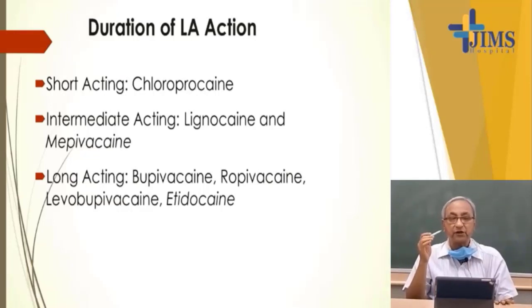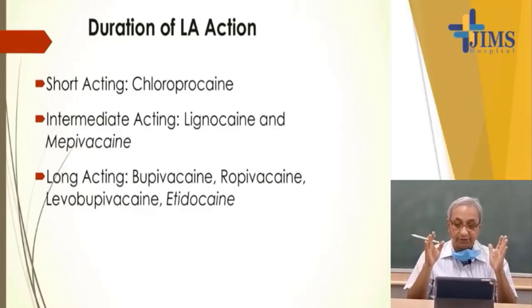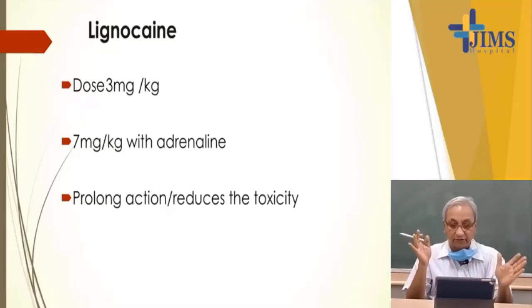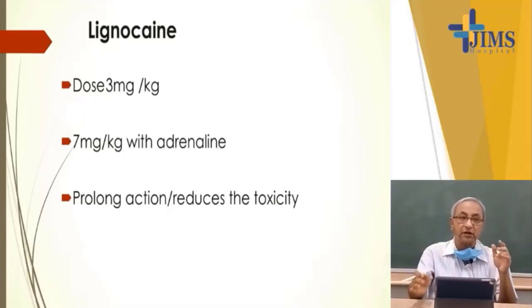What are the durations of the local anesthetic agents we use? The shortest acting is chloroprocaine. Intermediate acting is lignocaine or mepivacaine, and long acting is bupivacaine, ropivacaine, levobupivacaine or etidocaine. Lignocaine, the dose is 3 mg per kg body weight, but if you use adrenaline along with it, it should be 7 mg per kg body weight. The adrenaline increases the duration of action and reduces the toxicity of lignocaine.